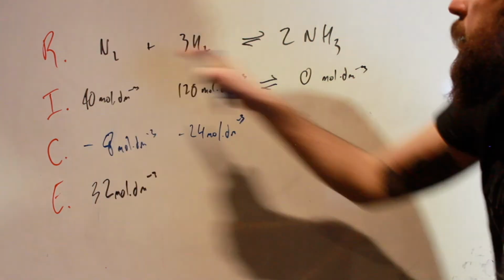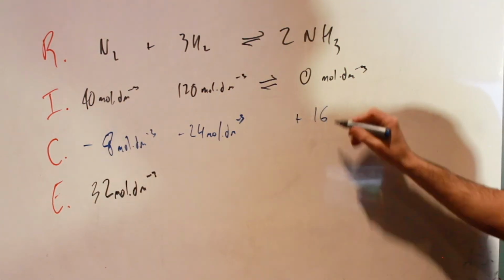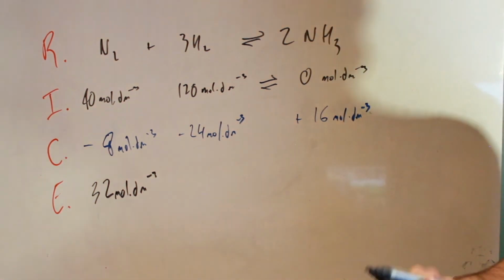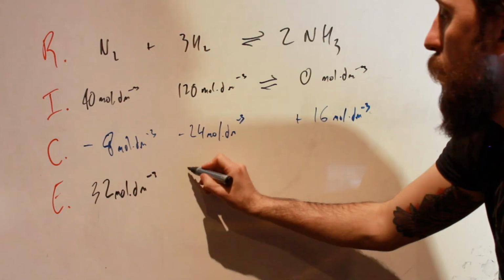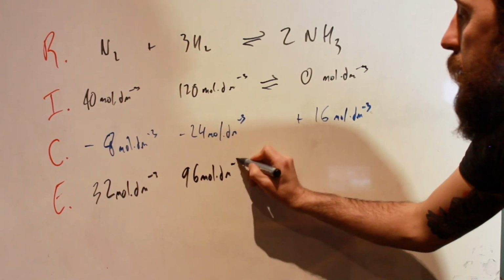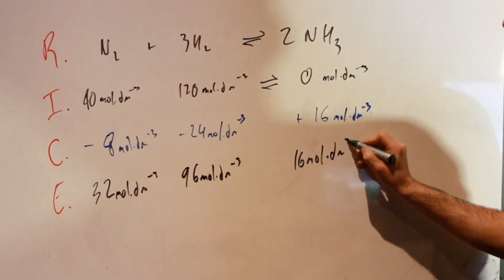And then over here, if this is a 1:2, we're going to have an increase by double that. So I'm going to plus 16 moles per decimeter cubed there. That's going to give me some equilibrium concentrations equaling 96 moles per decimeter cubed and 16 moles per decimeter cubed.